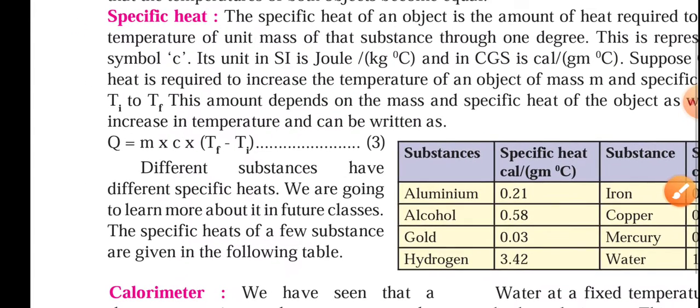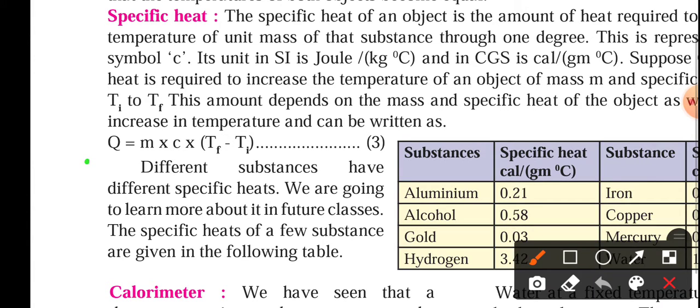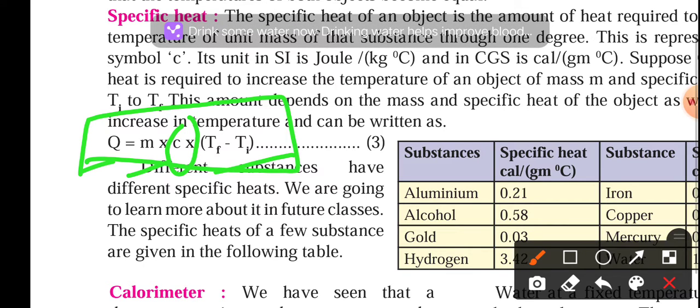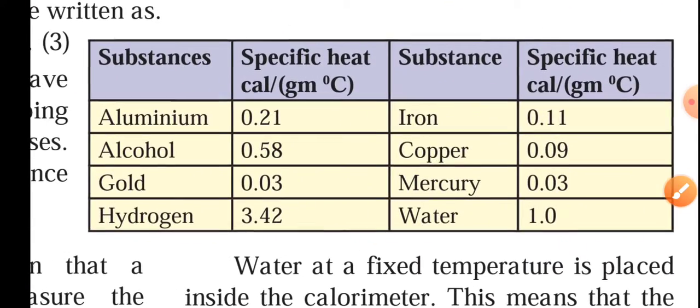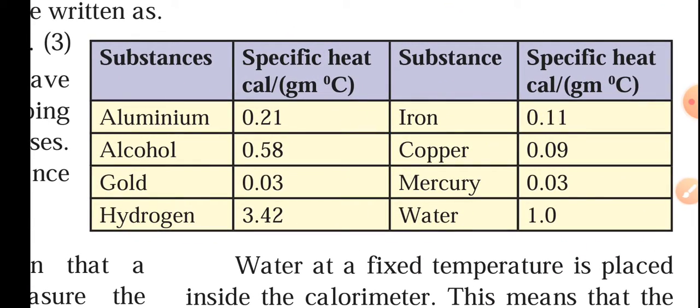So to measure that, we have the formula for the amount of heat required to raise the temperature of a particular substance. Here, C is nothing but the specific heat capacity, M is the mass, and Tf minus Ti means the final temperature minus the initial temperature, the difference between the temperatures.